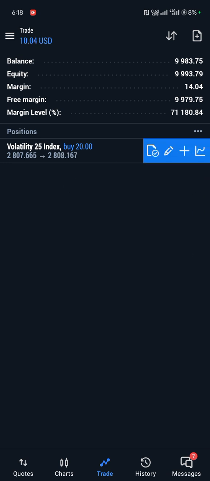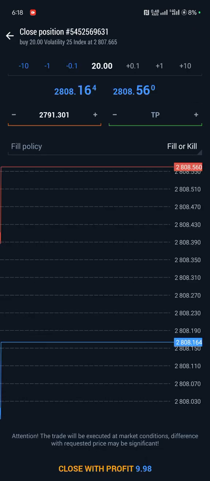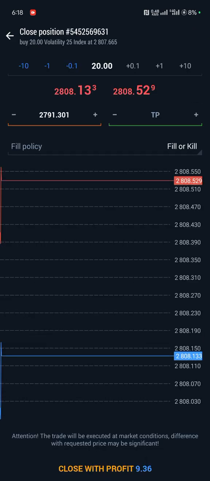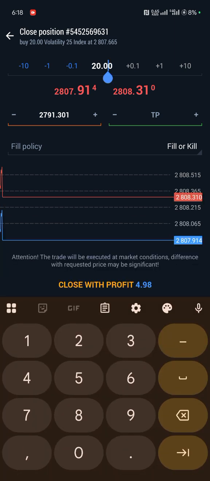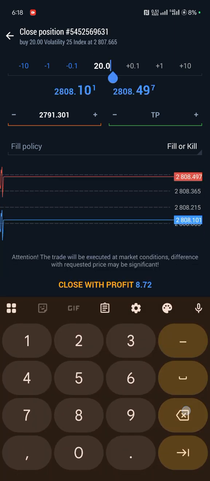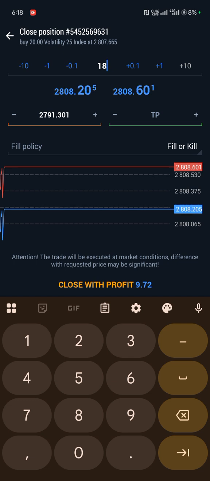When you want to lock partial profit, you see this sign with a mark sign. Just click on this. Are you getting me? Here, you see this place. Then you can reduce it to like 18. Then you see close profit with 9.72.